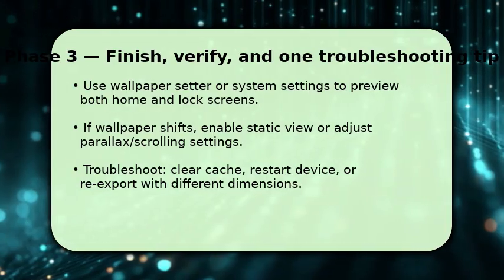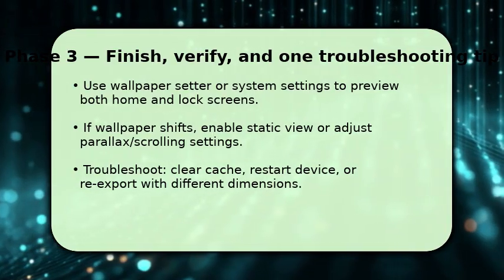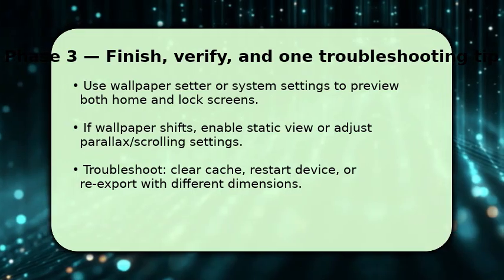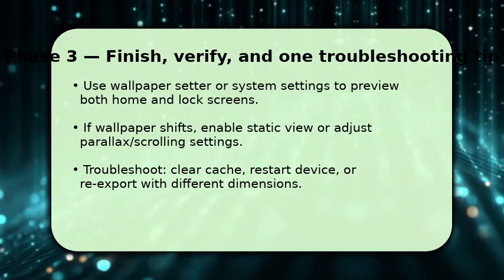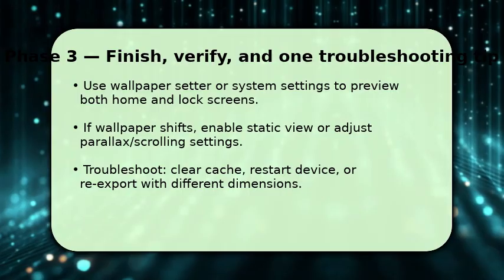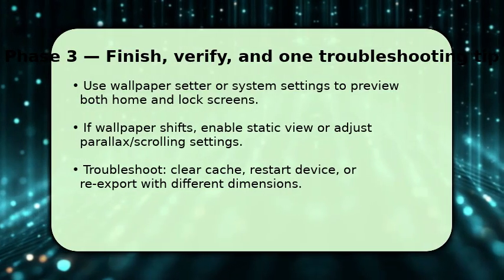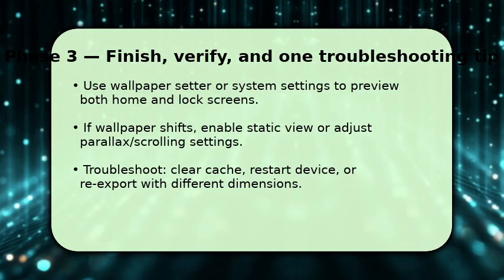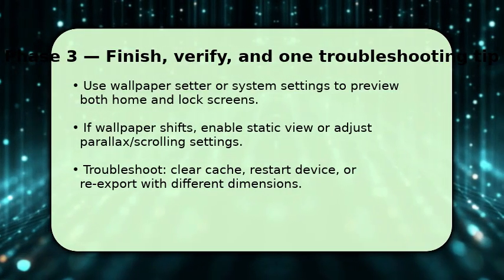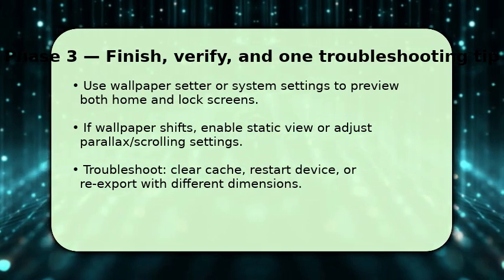If colors or crop look wrong, clear the Wallpaper app cache, restart your device, and re-export the file at exact dimensions. One quick troubleshooting tip: re-export with an added 50-100px margin if the system crops unpredictably. That usually fixes misalignment.